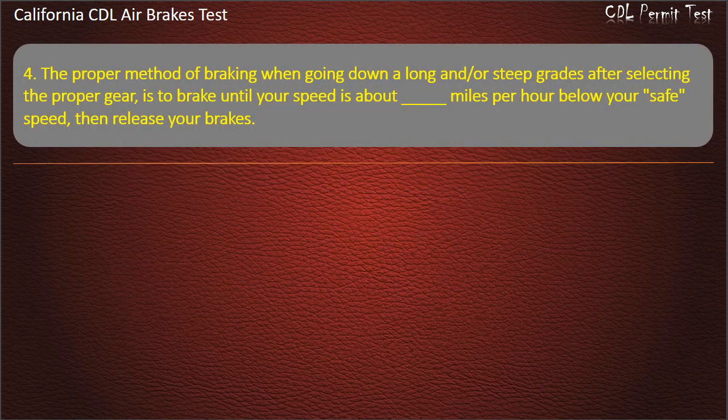Question 4. The proper method of braking when going down long and or steep grades, after selecting the proper gear, is to brake until your speed is about miles per hour below your safe speed, then release your brakes. 5, 10, 15. Answer. 5.